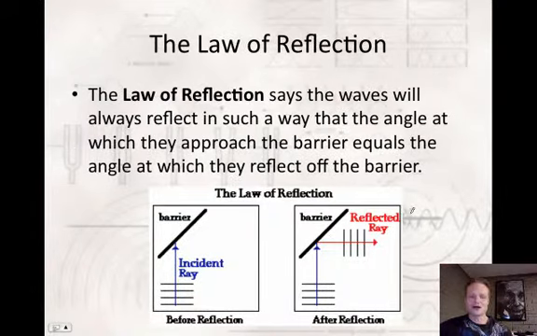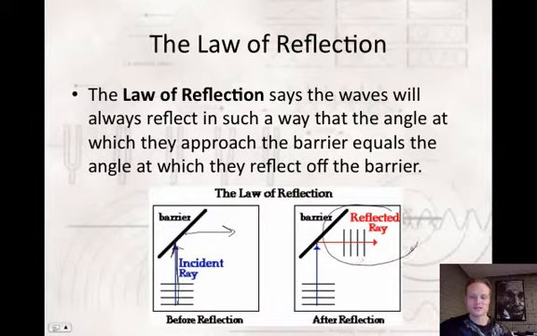Well, there's a law for that, and the law is the law of reflection, which basically says that waves will always reflect in such a way that the angle at which they approach the barrier equals the angle at which they reflect off of the barrier. Once we get into talking about light, this will be something that you guys use quite a bit. But for right now, all you really need to know is that if you have this incident ray, which is this water coming towards this barrier, it's going to reflect off at the same angle at which it hit the barrier, in a different direction.